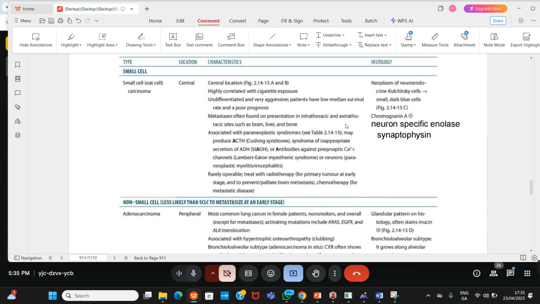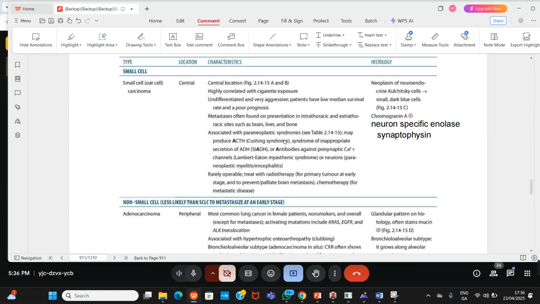So if you find yourself in a situation that the only thing you can use to pick it is smoking, epidemiologically, just go and pick squamous cell. Don't forget it. Unless you see something distinctive that separates them, like this thing is pointing towards small cell, then let me pick small cell. So small cell is central. It's not peripheral. It's central in location.